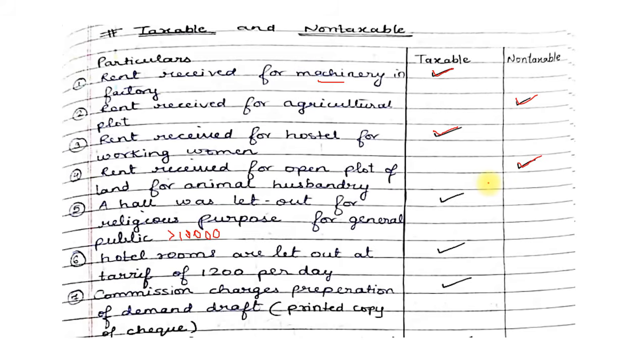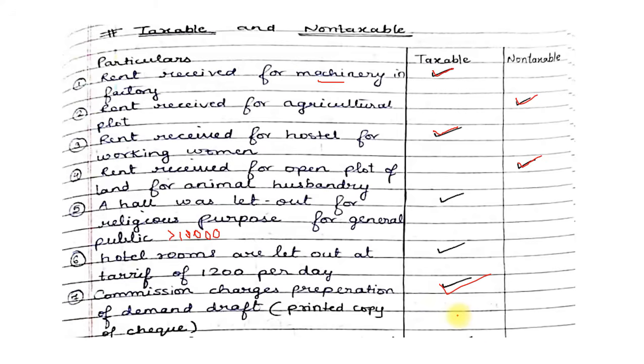Next, hotel rooms are let out at a tariff of 1200 per day. The rule is if the tariff is less than 1000 a day, you don't have to pay GST. If it is more than 1000, GST will be applicable, so it is taxable. Commission charges for preparation of demand draft: whatever amount is charged for printing the demand draft will be taxable. So yes, it is taxable. These are the first seven transactions.